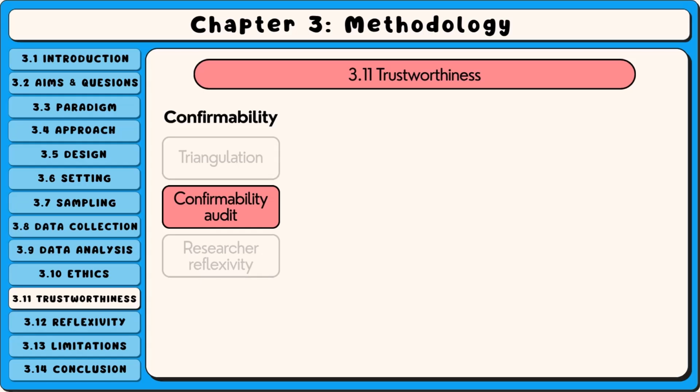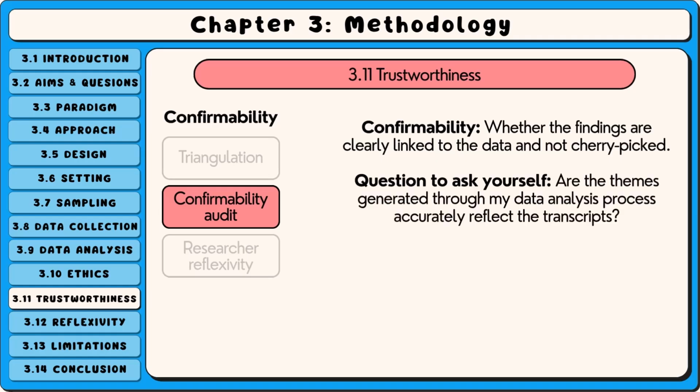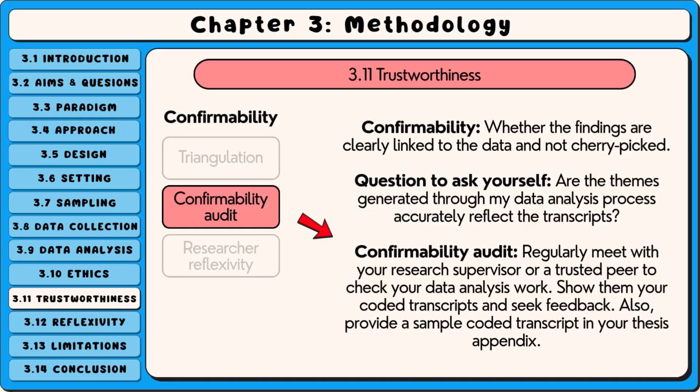Last is confirmability. An accessible way to achieve confirmability is through a confirmability audit. Confirmability is about whether the findings are clearly linked to the data and not cherry-picked. The question you need to ask yourself is, are the themes generated through my data analysis process accurately reflected within the raw transcripts? To demonstrate confirmability in the trustworthiness section of your methodology, explain your confirmability audit process.